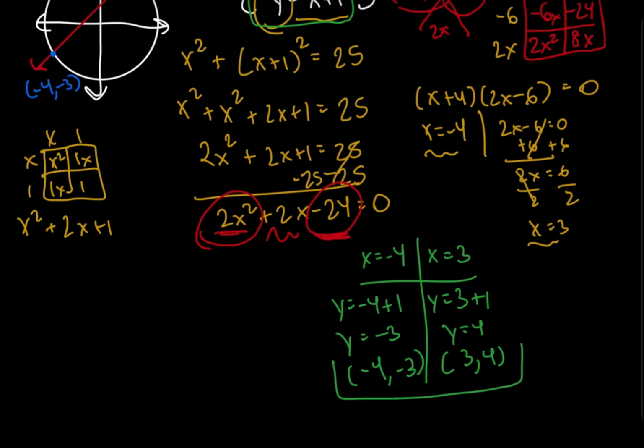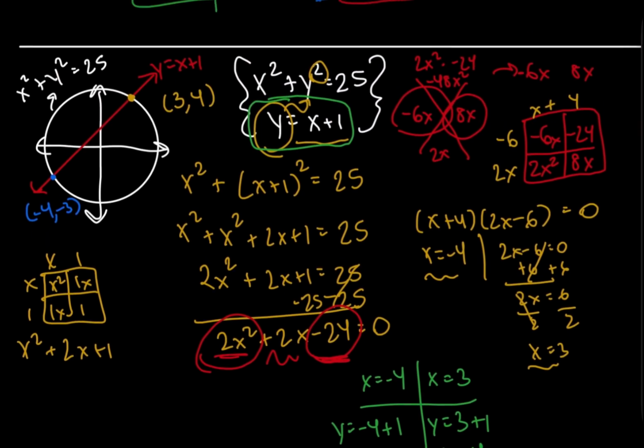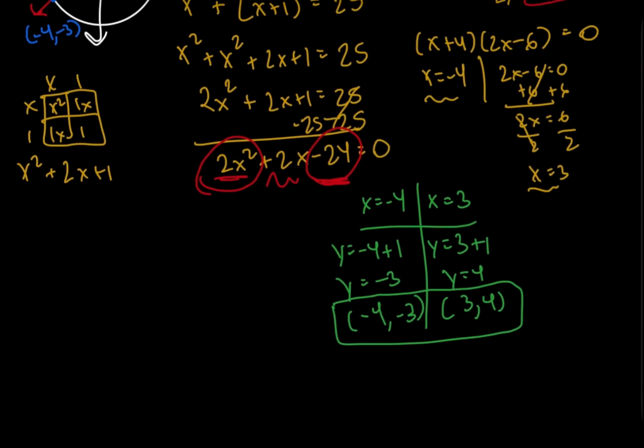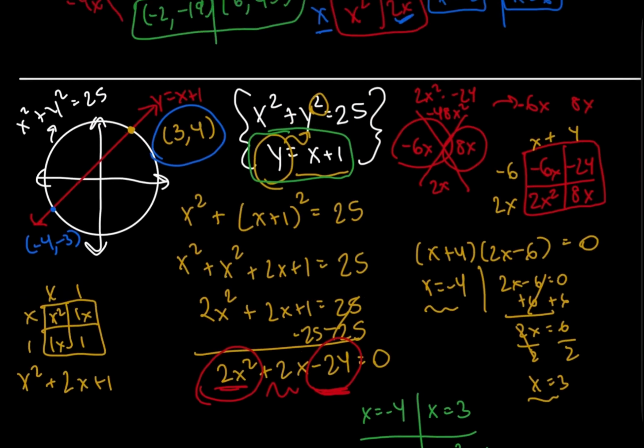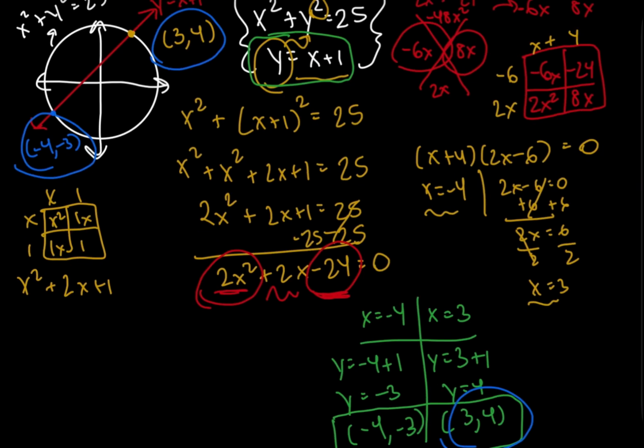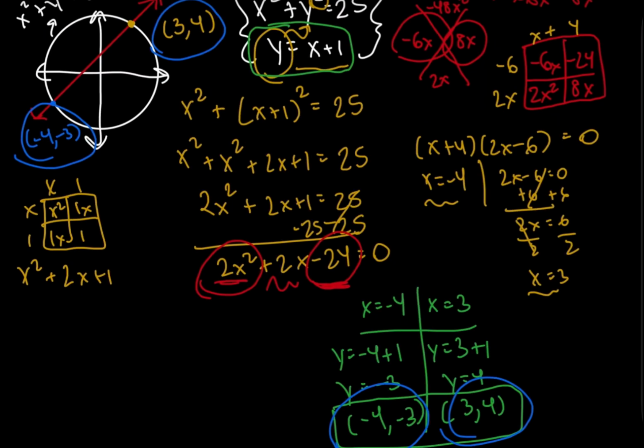So these are our two solutions. And we can verify because if we look back at our model, we can see we have 3 comma 4. Is that right? Yes, it is. And we also have negative 4 and negative 3. That's also right. And that's how you can verify.